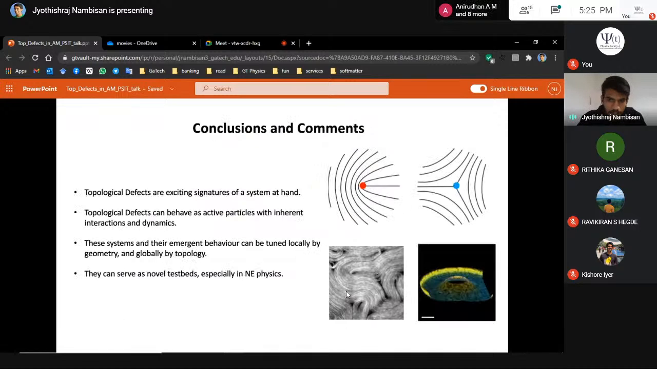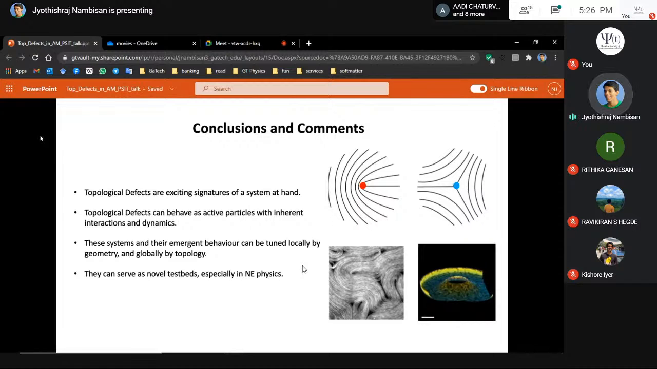So as a take home, what I intended by this talk is not to talk about my personal research a lot, but to at least invoke the curiosity in your mind that topological defects are exciting, passive or active or whatever it is. They are unavoidable signatures of physical systems. So defects are not necessarily a bad thing per se. And in active matter, defects can behave as active particles, with their own interactions and dynamics.